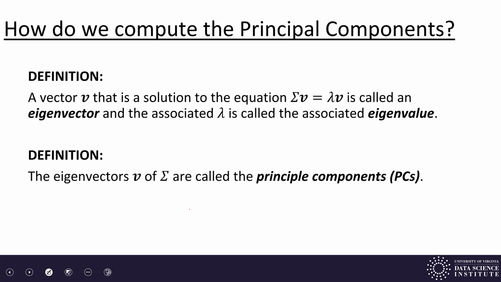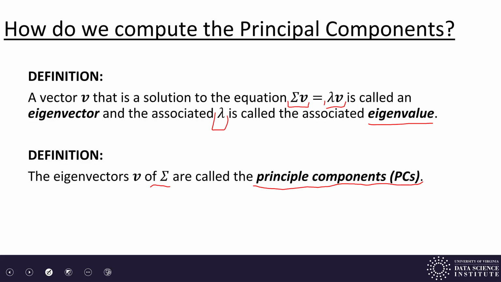Okay, so definition. A vector v that's a solution to this equation, which is a matrix sigma times v is equal to a scalar lambda times v, is called an eigenvector, and the associated value lambda is called the associated eigenvalue. So this is a definition of an eigenvalue from linear algebra. And another definition, the eigenvectors of the covariance matrix are called the principal components. And so this is one definition for principal components that allows you to compute them from data.